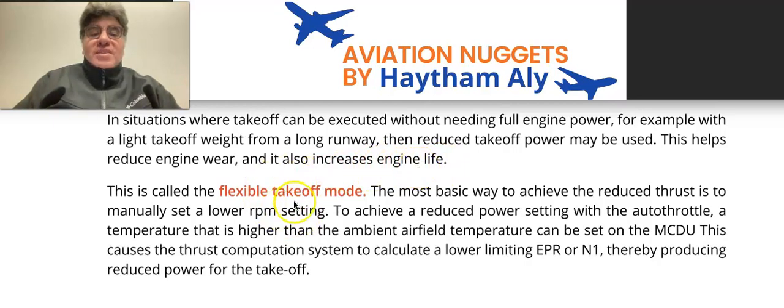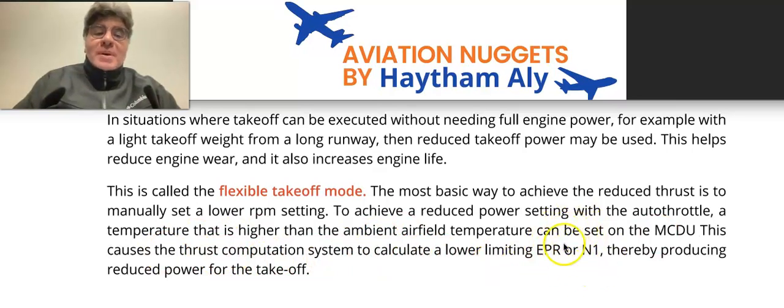How may the pilot perform the flexible takeoff? The most basic way to achieve the reduced thrust is to manually set a lower RPM setting, lower N1 or lower EBR. And to achieve a reduced power setting with the auto throttle, a temperature that is higher than the ambient airfield temperature can be set on the MCDU. This causes the thrust computation system to calculate a lower limiting EBR or N1.